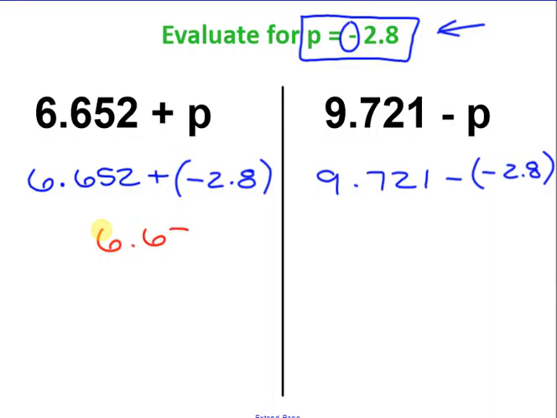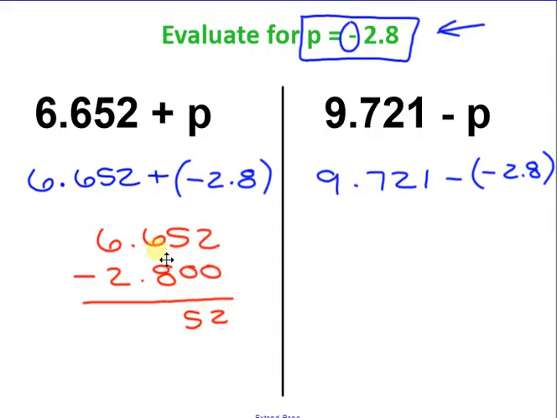So I need to go ahead and line them up to subtract. 2 minus 0, 2. 5 minus 0, 5. Can't do 6 minus 8, so I need to borrow. 16 minus 8 is 8. 5 minus 2 is 3. Now, which is the bigger number, 6.652 or 2.8? It's 6.652. So my answer in this case is going to be positive.